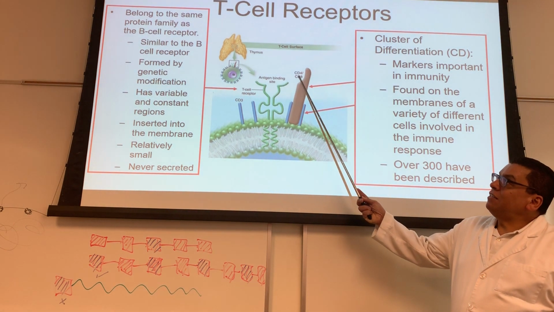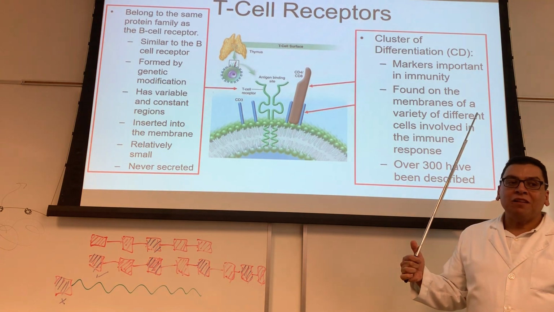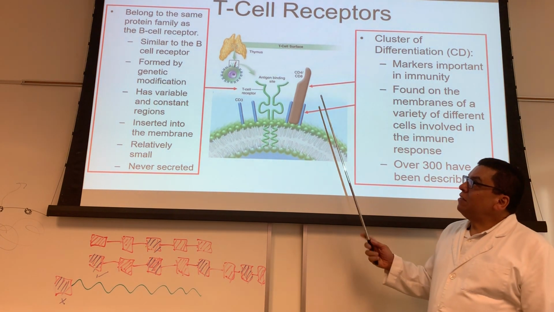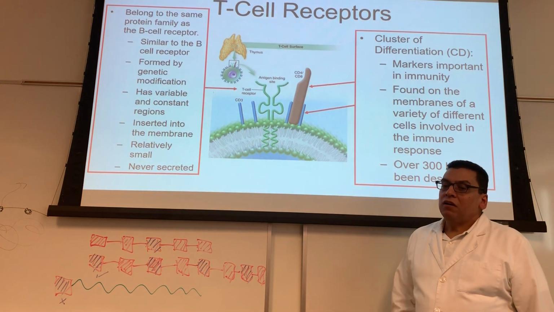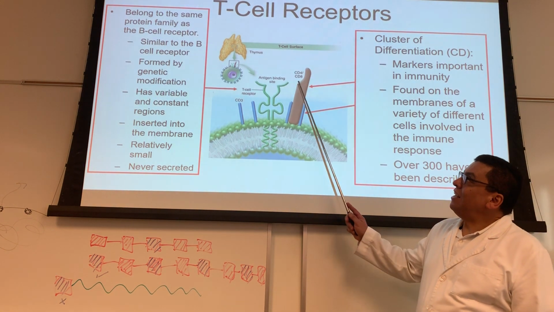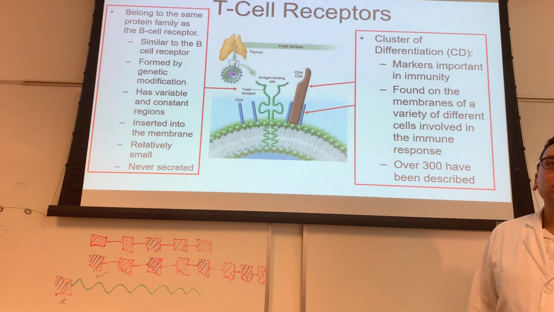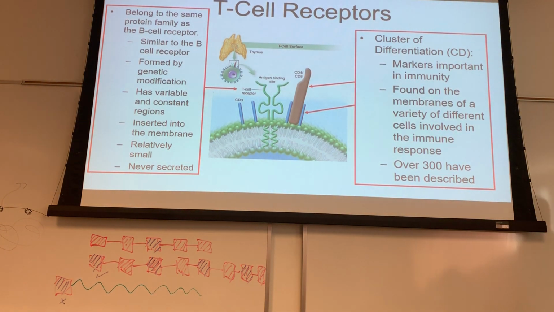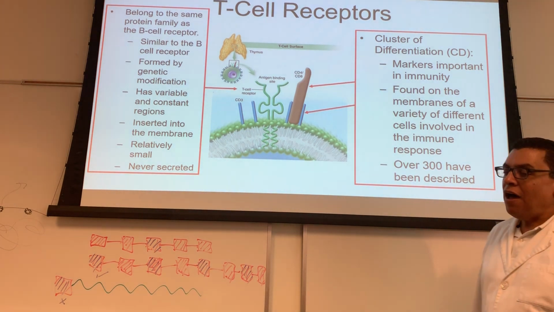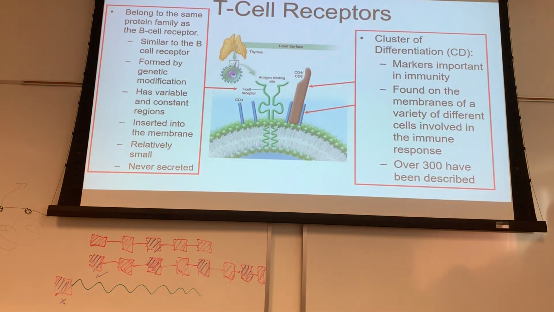We look at these CDs, the clusters of differentiation, that some cells have, but all the other ones don't. For example, the T helper cell has a CD4, but the other ones don't. The cytotoxic T cell has a CD8, but the other ones don't. So we can use which type of CD the cell is producing to identify which T cell it is. It's very useful when we're doing blood tests and stuff like that.